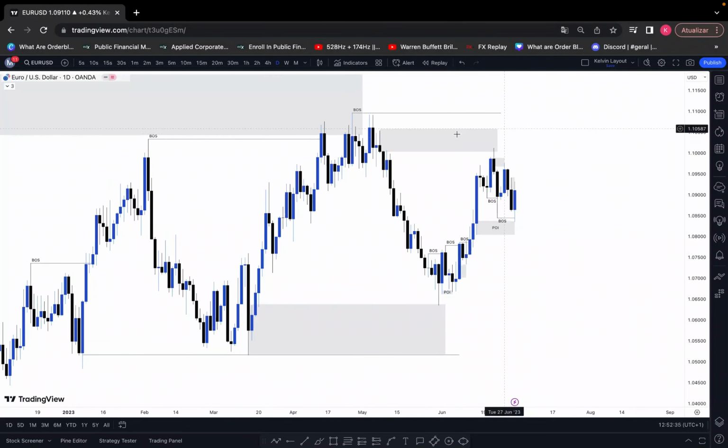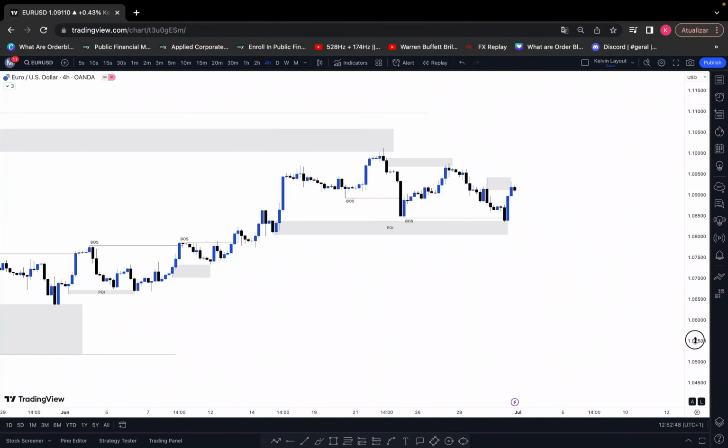But what happens is that we have this supply zone. So this is the reaction. I was just monitoring the reaction. So we had this reaction at this daily. Usually when price comes to my daily, I like to drop down to the 4-hour time frame to look for the change of character. So I proceeded to the 4-hour.